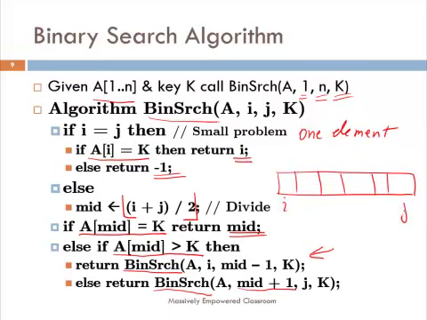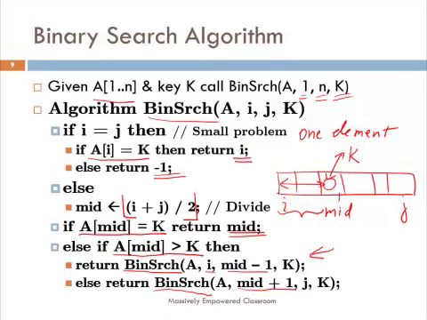This was i, this was j, and we found the midpoint. The value here, whatever it is, we compare that with the key k. If A[mid] is greater than k, that means the key must be present in this part. So what do we do? We go from i to mid - 1. Exactly this part of the array needs to be searched.